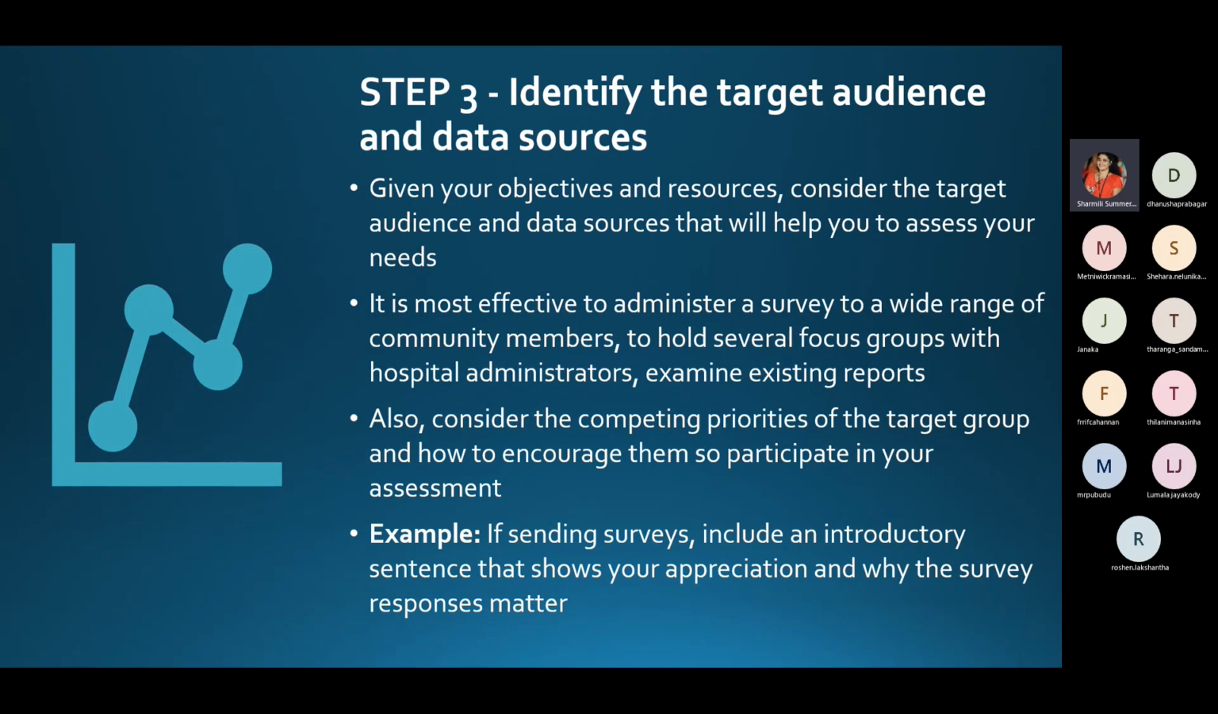Also, consider the competing priorities of the target group and how to encourage them to participate in your assessment. Another important one is that when you are approaching your target audience, you need to identify what their needs are, what sufferings they are having, right? So in your assessment, you need to prioritize those things. That means if you are going to do research, your research objectives or goals should outline the major problems or the immediate needs of the particular target population. So you can address those problems and incorporate them into your research. Then you can do your survey in a proper manner.